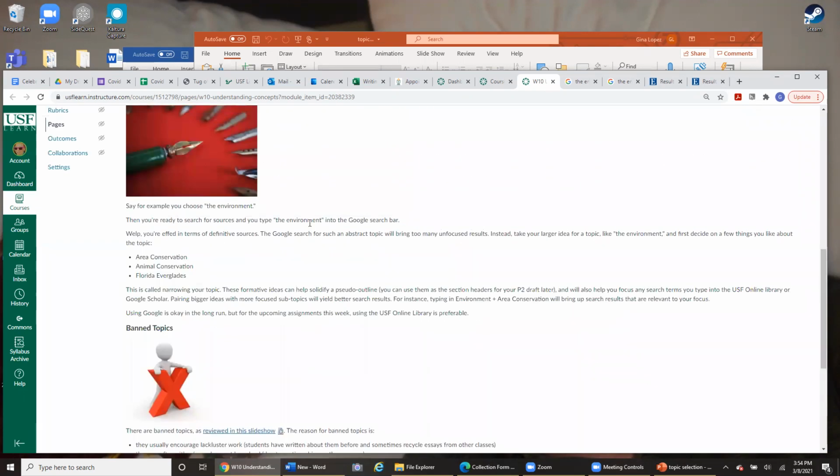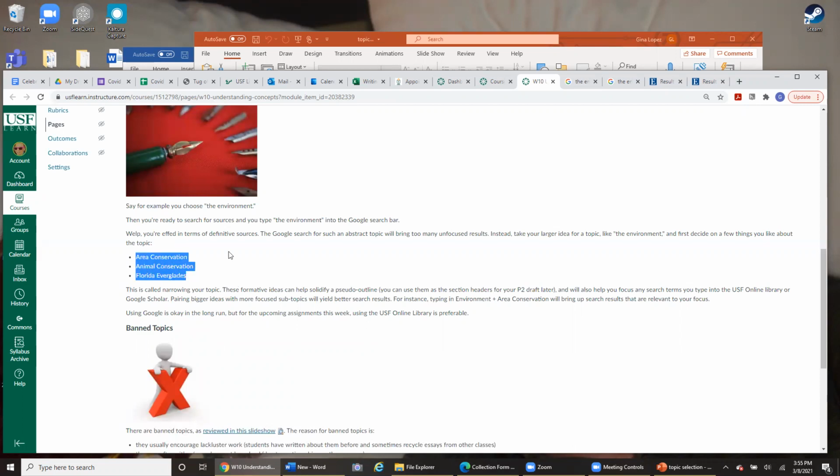And once you settle on the larger umbrella topic, say you choose something very open-ended, like I'm going to research the environment for my P2 analytic exploration. It's too abstract, and you should already be thinking about ways to narrow it with terminology that interests you. So you chose the environment, but what about the environment could you research about?